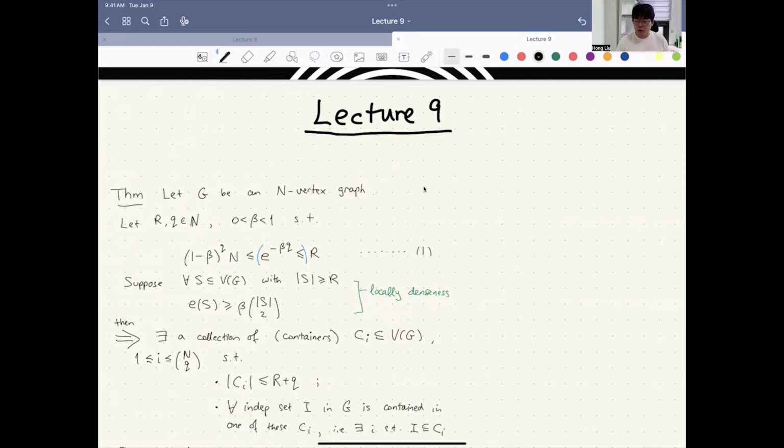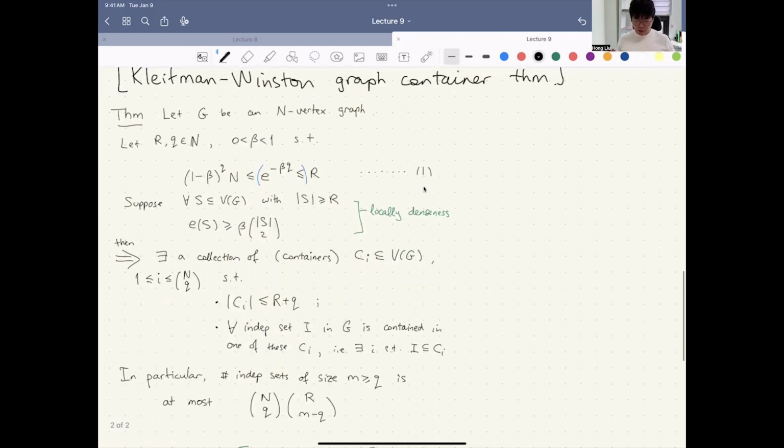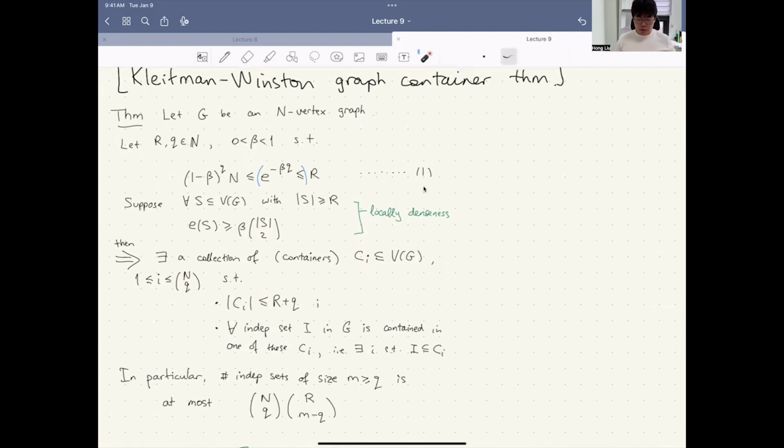So we're going to continue this containers method, starting with this graph container. Last week we introduced this classical Kleitman-Winston graph container theorem. It's this one I copy here. Let's go through what it's talking about. We have a graph, and we have some parameters.